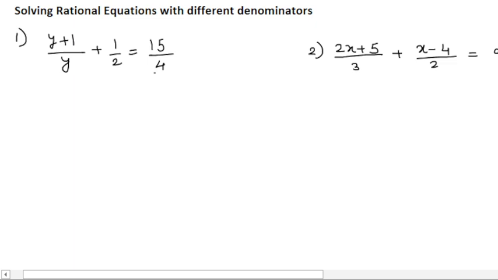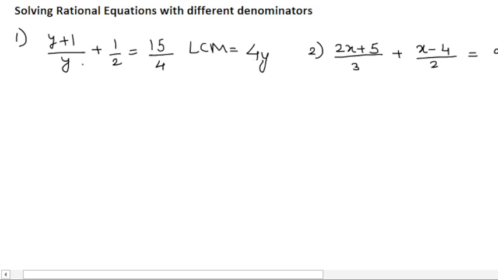Now 2 and 4 are numbers. We can find their lowest common multiple, which is 4. However, we have a variable also. So if you have a variable in the denominator, that variable gets multiplied with the lowest common multiple. So basically my LCM now is 4 times y.